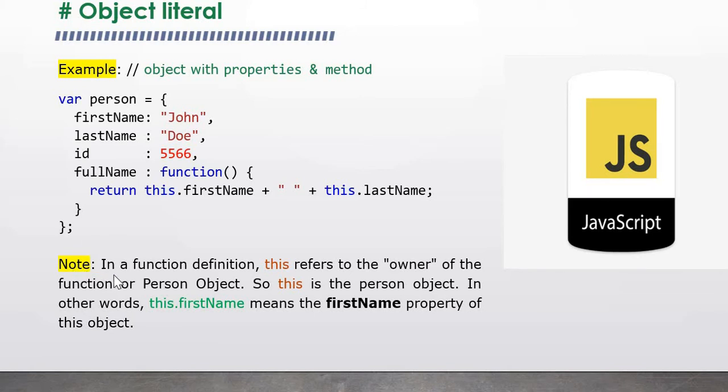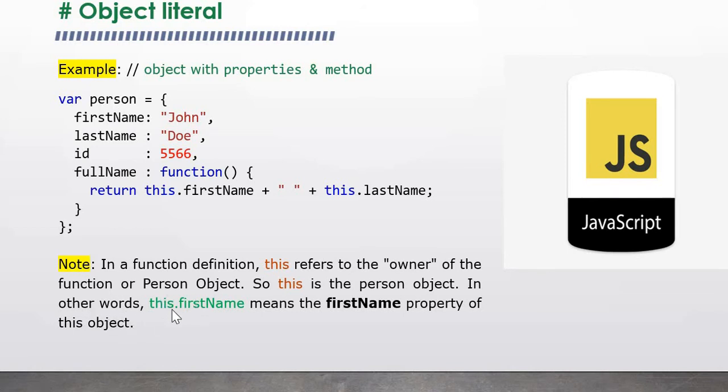Just notice that in a function definition, we use the this keyword. This is a keyword or reserved word in JavaScript. So this refers to the owner of the function, the person object. What is the object? The object is person. Who's the owner of the function? This object, person. So indirectly you can say this refers to the person object.